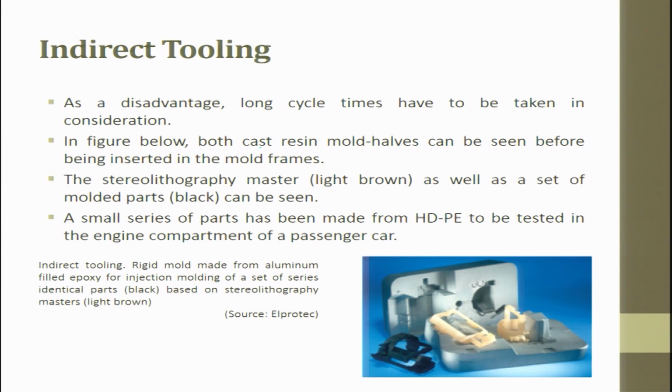So both cast resin mold halves, these are two halves, can be seen before being inserted in the mold frame. Okay. The stereolithography master light brown as well as the set of mold parts black can be seen before getting inserted. So, a small series of parts have been made from HD high density polyurethane to be tested in the engine compartment for a passenger car. So, they wanted to test it, they looked at the product, they tested and then they have approved it.